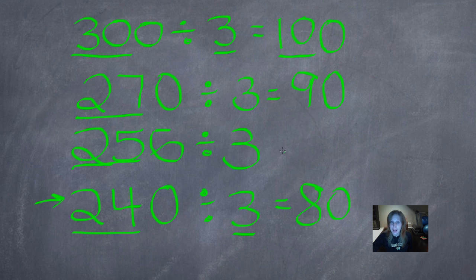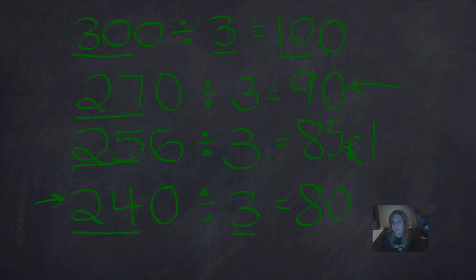The actual answer is 85 remainder, oops, let's do remainders because that's what we do in 5th grade. Remainder 1. So, because this is halfway, but just a little bit more, it's actually closer to 90. So 90 would be the closest estimate. But any of these estimates are good estimates and will work.